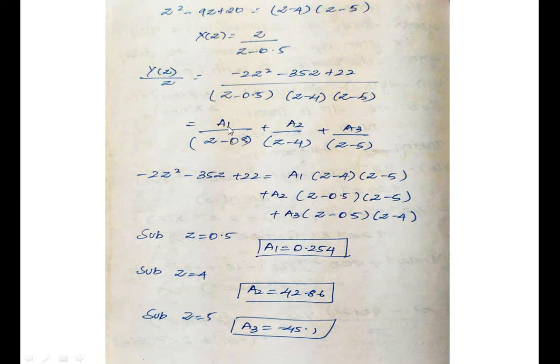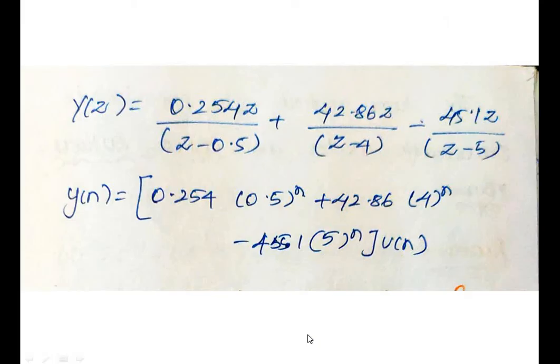Now split it in the partial fraction format: a1 by z minus 0.5, a2 by z minus 4 plus a3 by z minus 5. So let's substitute z is equal to 0.5 and a1 value becomes 0.254. Substitute z is equal to 4 to get a2, which is 42.86. Substitute z is equal to 5 to get a3, which is minus 45.1. So substitute the values of a1, a2, a3, also cross multiply the z. So we get Y of z as 0.254 z by z minus 0.5 plus 42.86 z by z minus 4 minus 45.1 z by z minus 5.